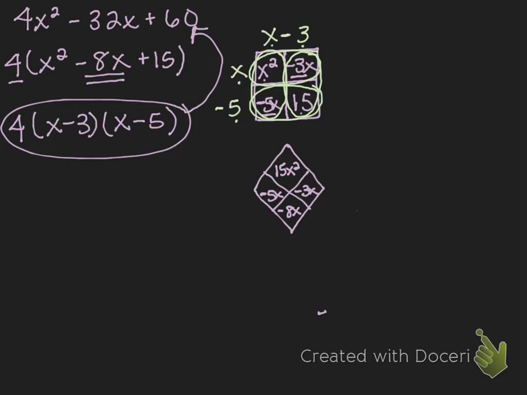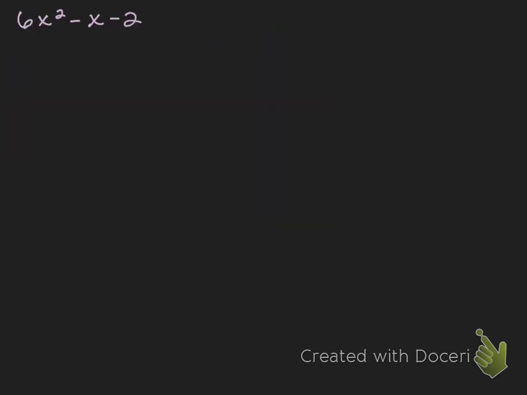All right, now that we've looked at that example, I want to go ahead and look at another example. The example we're going to look at now is 6x squared minus x minus 2, and we're going to go through those same steps of factoring that we did before. So the first thing we always want to look at is, can we divide all of the terms by something that they have in common?